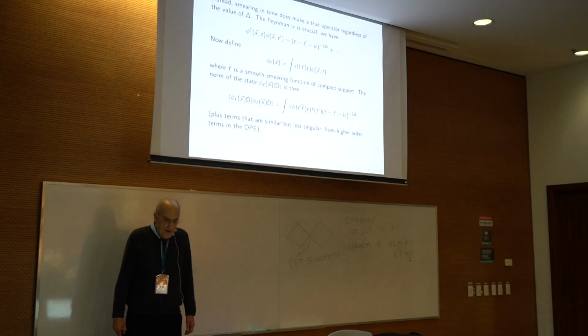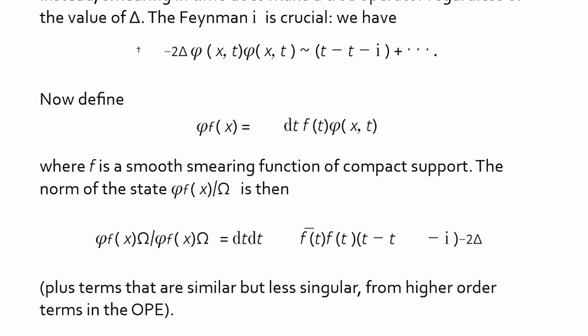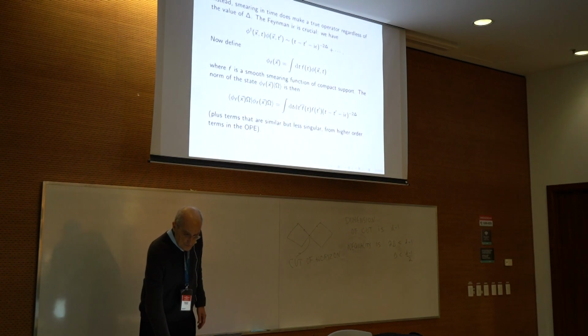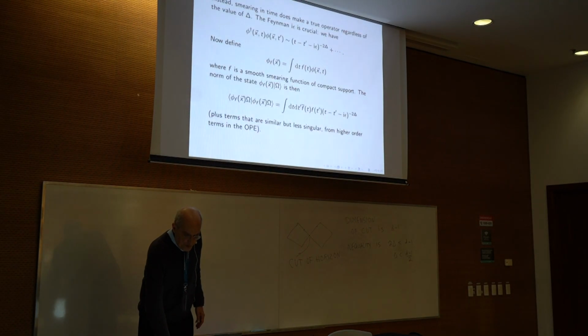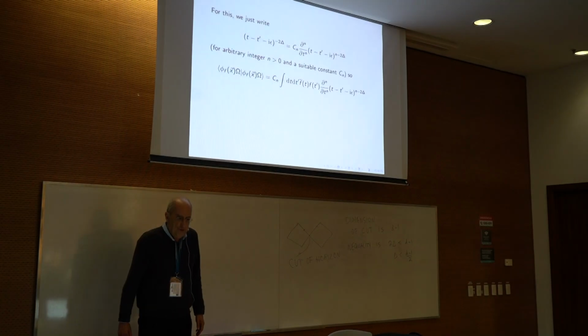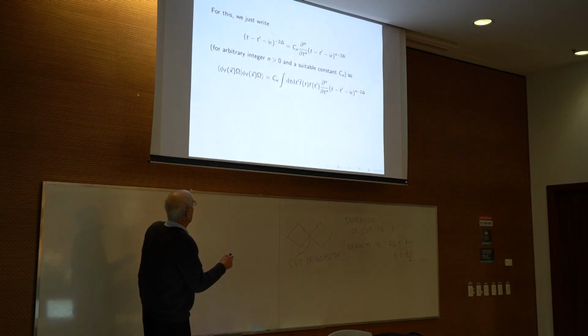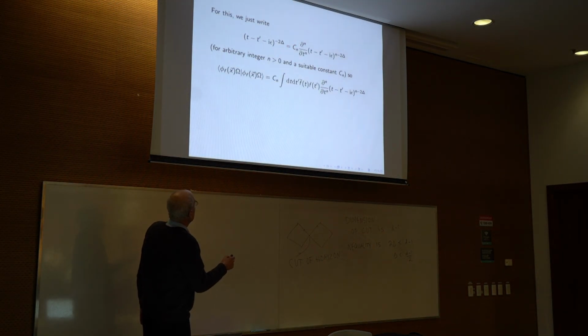Now the norm of the state given by phi f of x acting on the vacuum is given by this thing, or more exactly by its limit as epsilon goes to 0, which I didn't write explicitly, plus similar but less singular terms from higher order terms in the OPE. Now, it's obvious this is finite for positive epsilon, but I want to prove that it remains finite as epsilon goes to 0. And this actually has a kind of trivial proof. We write (t minus t prime minus i epsilon) to a negative power as a derivative with respect to t, multiple derivative, of a higher power of (t minus t prime minus i epsilon) times a coefficient C_n that depends on n.